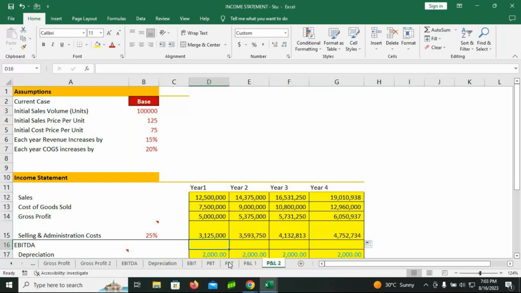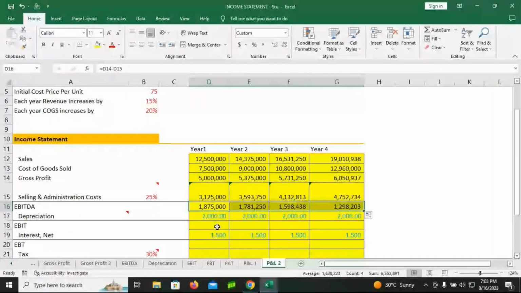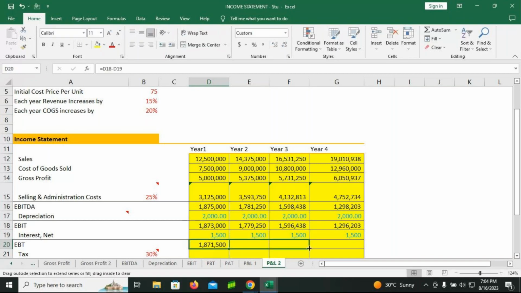Now what is EBITDA? That is equals gross profit minus selling and administration cost. I'll come here and drag it again. Now what is EBIT, earnings before interest and tax? Equals EBITDA minus depreciation. Come here and I'll just drag it towards my right. Interest, they are telling 1500, which is the same throughout the years. So here I'll write equals EBIT minus interest. Come here and I will drag it.